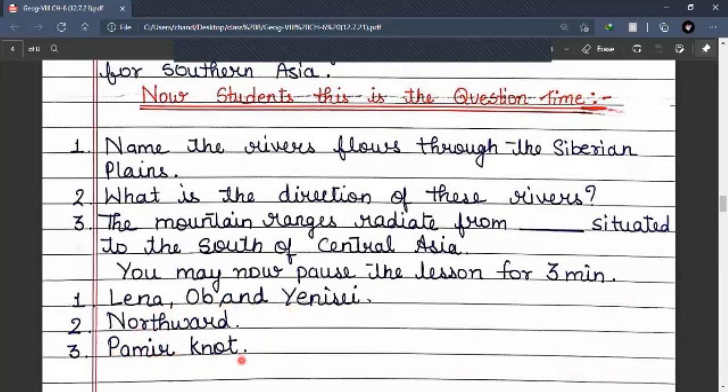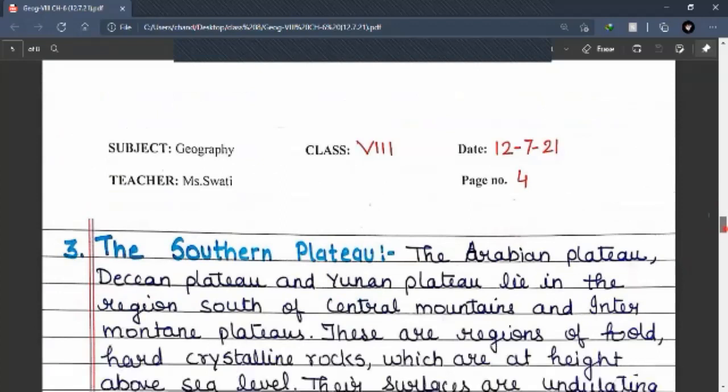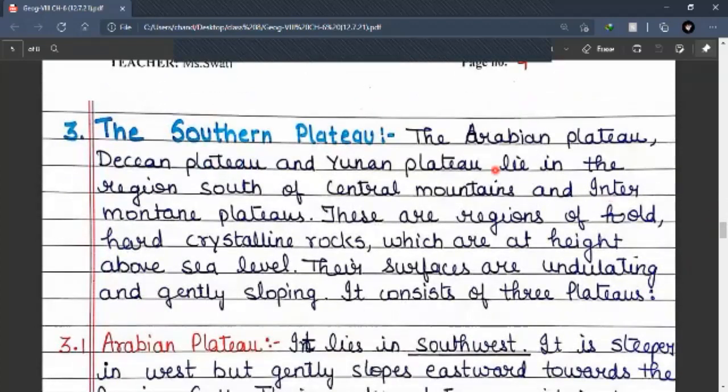Now coming to the next physical feature, the third physical feature, the Southern Plateau. The Arabian Plateau, Deccan Plateau and Yunnan Plateau lie in the region south of Central Mountains and Intermontane Plateaus. These are regions of old, hard, crystalline rocks which are at a height above sea level. Their surfaces are undulating and gently sloping. It consists of basically 3 plateaus.